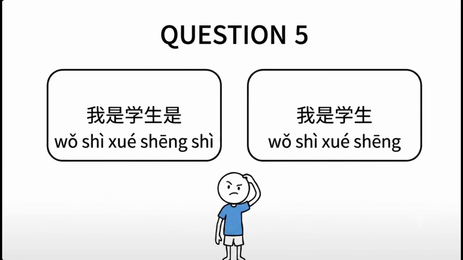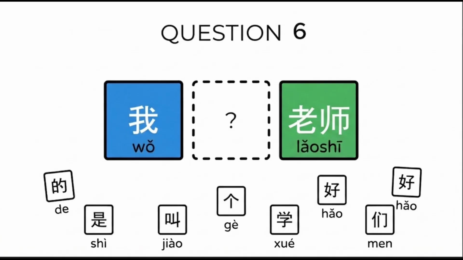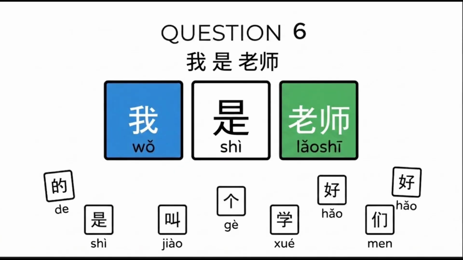Choose the correct one. 我是学生。 Choose the correct one. 我是老师。 I am a teacher.